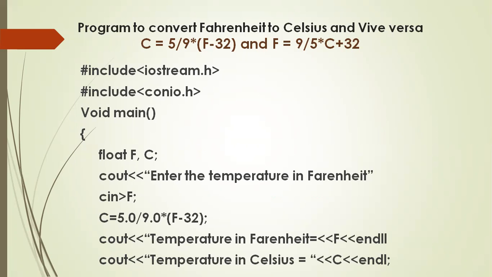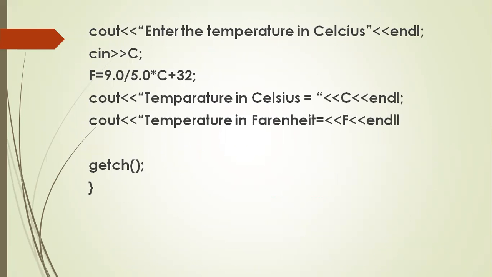The second part is also very simple, similar to the conversion from Fahrenheit to Celsius. Enter the temperature in Celsius. So here you have to input the value for C. Equivalently, you get the value for F = 9.0 / 5.0 * C + 32. So here the input is C and the output is F. So cout temperature in Celsius, display the value of C. The next line, cout temperature in Fahrenheit, display the value of F, getch, and close the bracket.